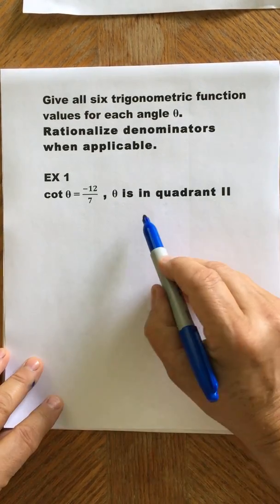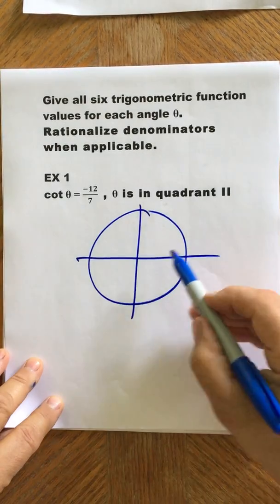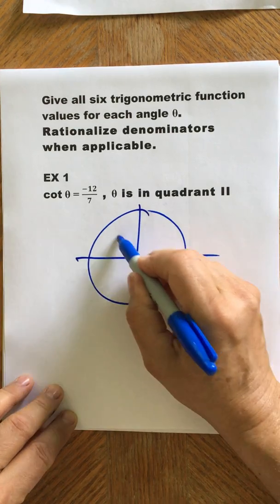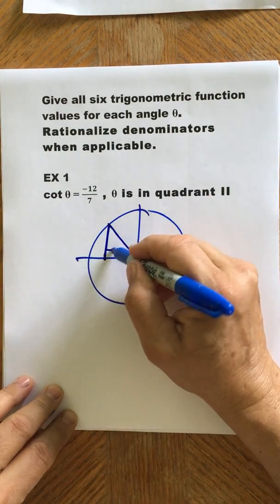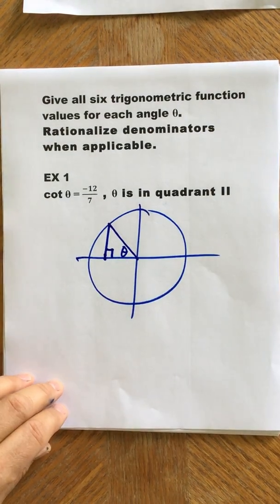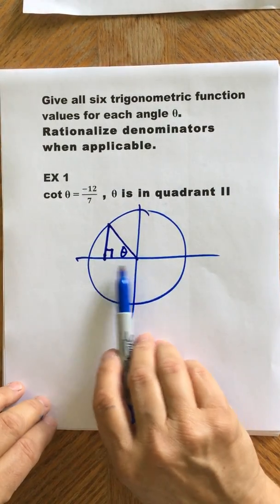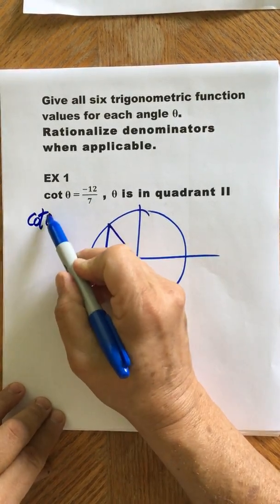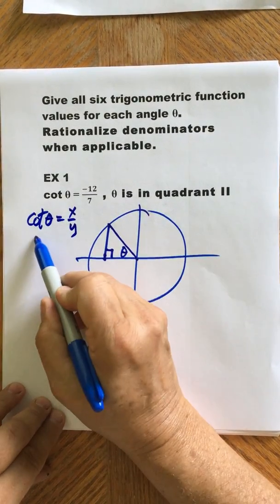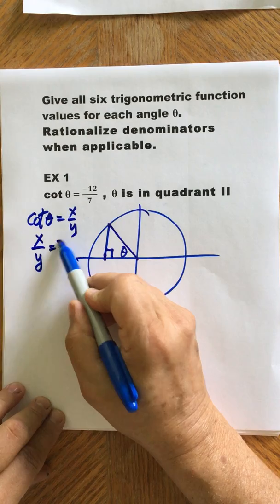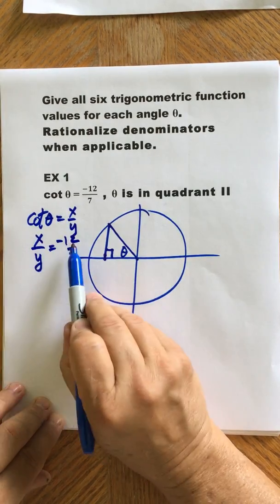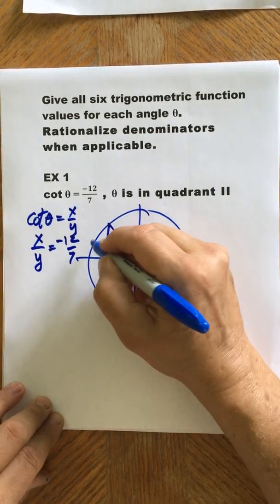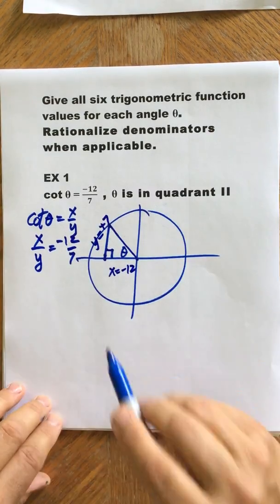So I could represent this visually as a right triangle in quadrant 2. I have some rotation, then I go out to the circle, and then I drop my perpendicular to the x-axis. Here is my reference angle theta. I know I'm in quadrant 2, so x is negative and y is positive. When I write cotangent of that angle is x over y, then x over y is negative 12 over 7. Since x is negative and y is positive, x is negative 12 and y is positive 7.